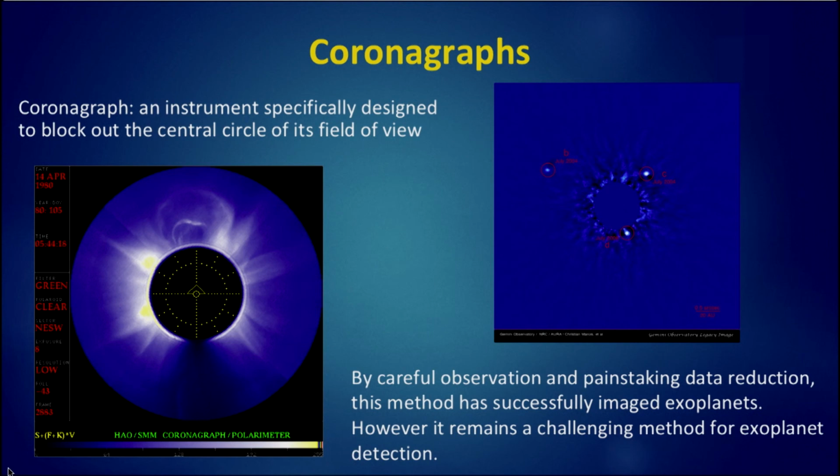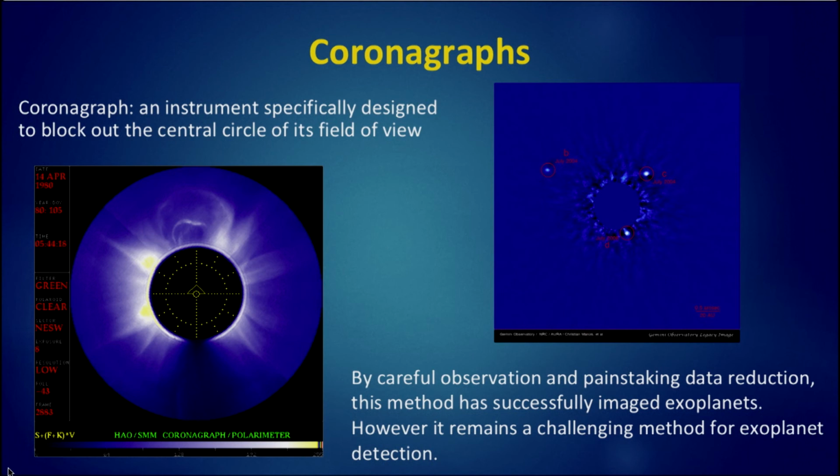A coronagraph is an instrument specifically designed to block out the central circle of its field of view. Now that's opposite to what astronomers usually do. Usually astronomers want the center of their field of view visible. That's where the object they point the telescope at is. But in this case, we're using averted vision, if you like. We're trying to look slightly to the side of the object that we're pointing the telescope at. And we essentially want to use this coronagraph method to blot out the central starlight.